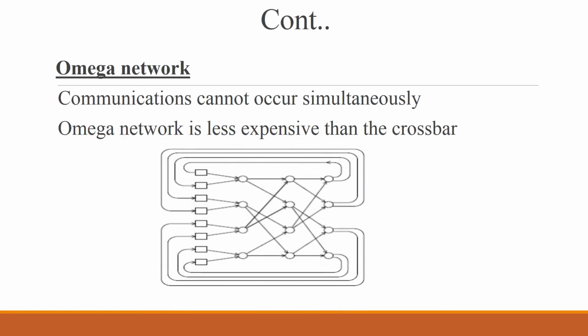Omega network. Here the communications cannot occur simultaneously. Here this network is also using unidirectional links, not bidirectional links. Omega network is less expensive when compared to the crossbar. Totally it consists of 2P log to the base 2 of P switches.